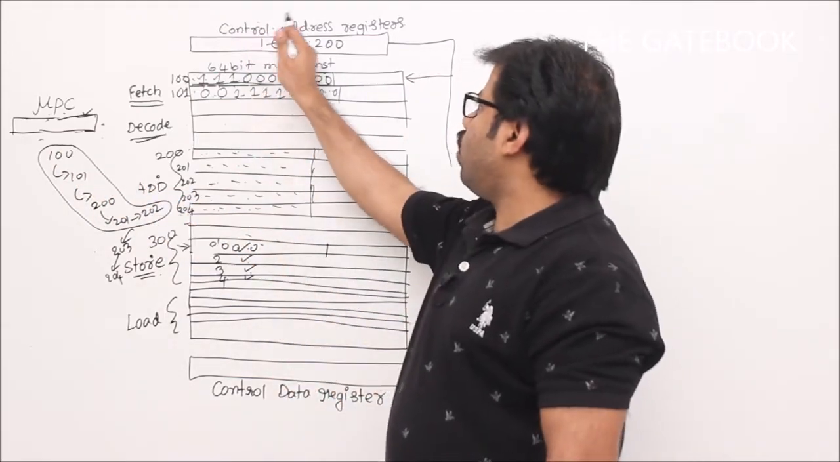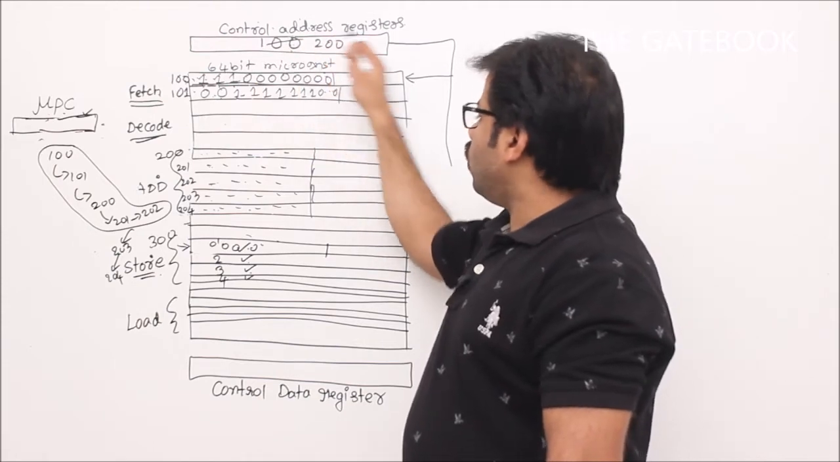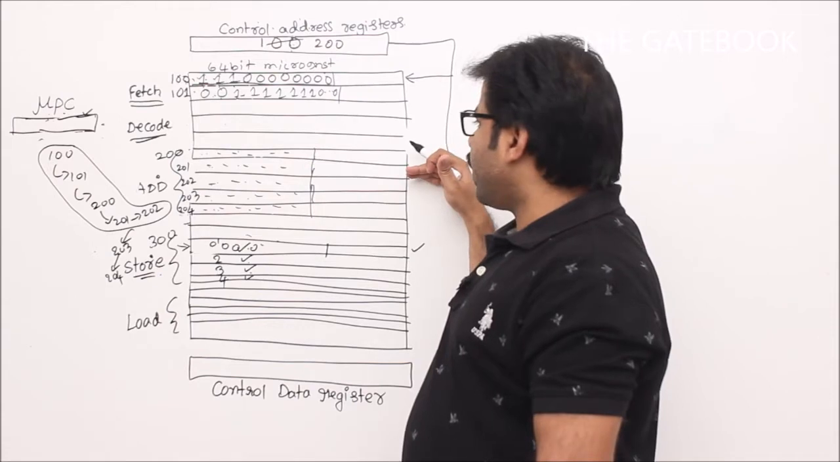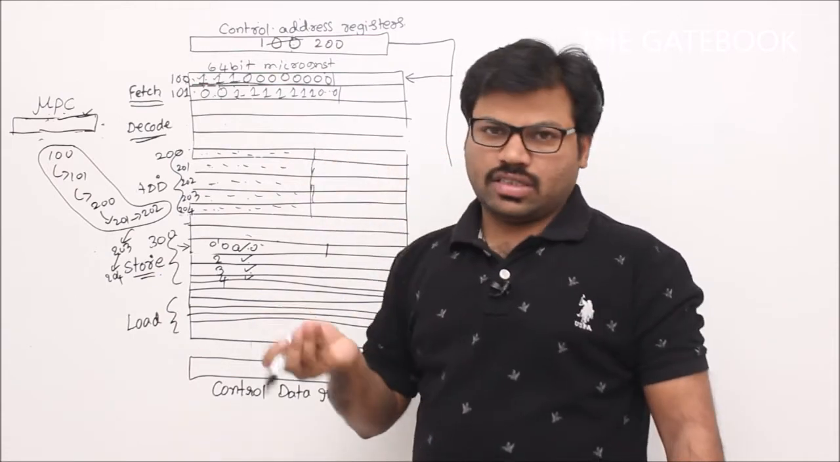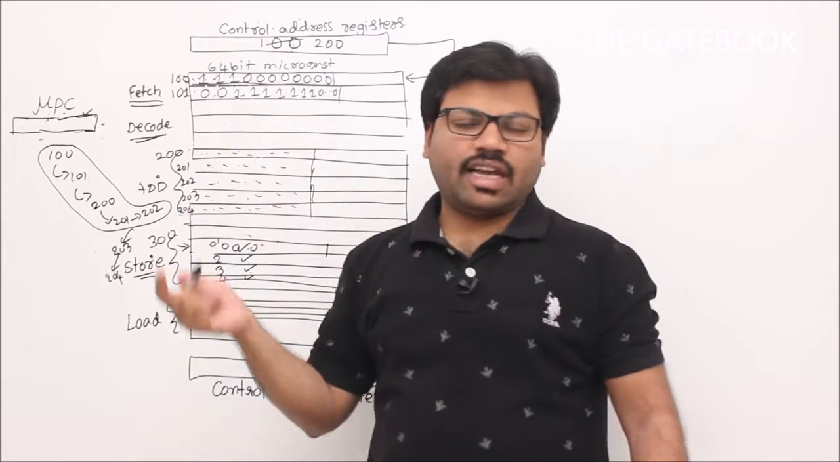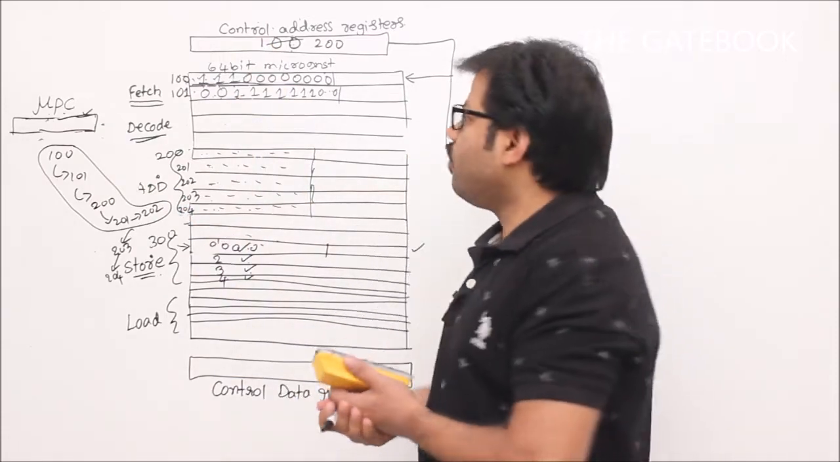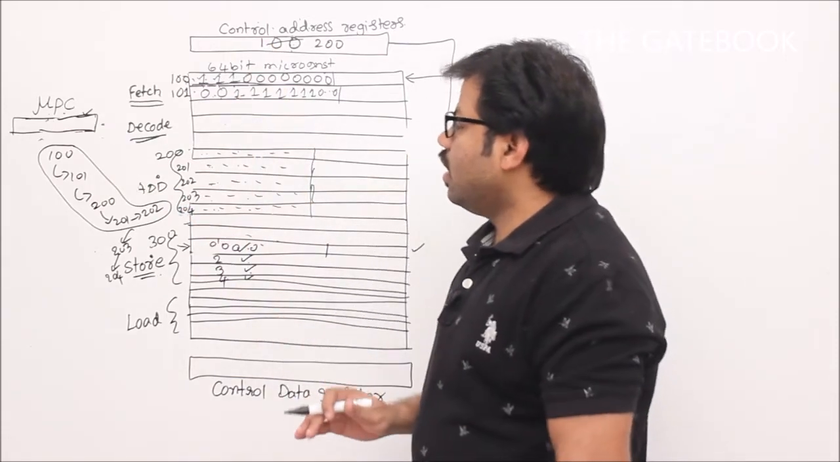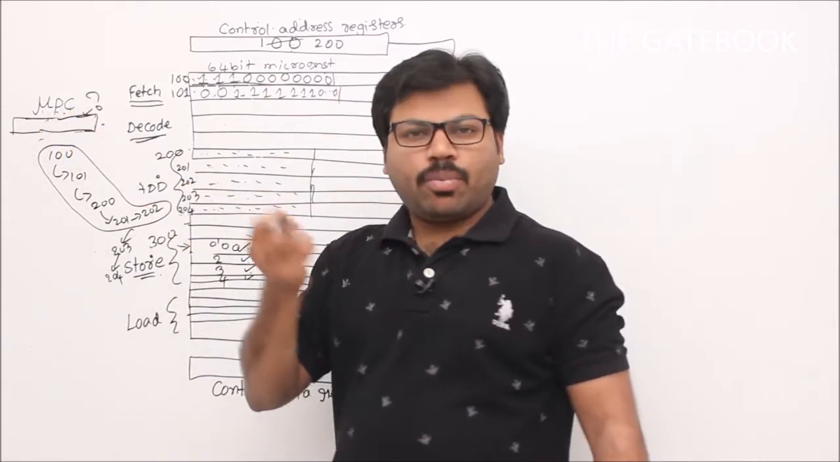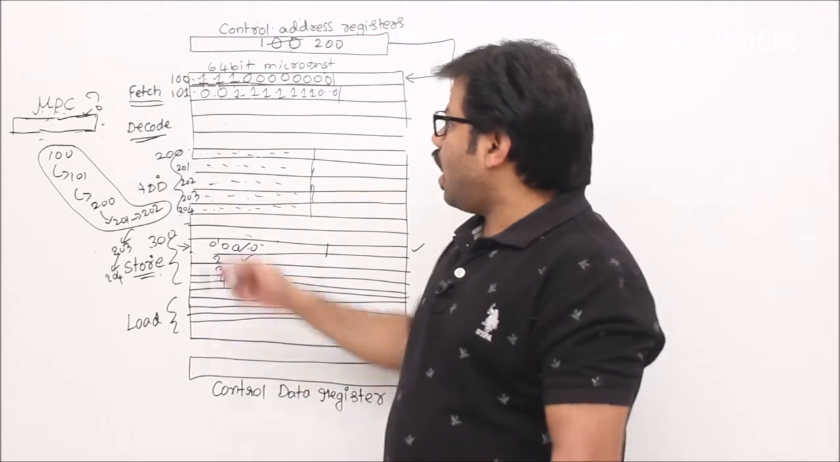And always control address register we use to index, that means to identify the right memory location to fetch the instruction. Okay, in that way, this address register can be separate. Okay, in that way we can plan. Just remember that.